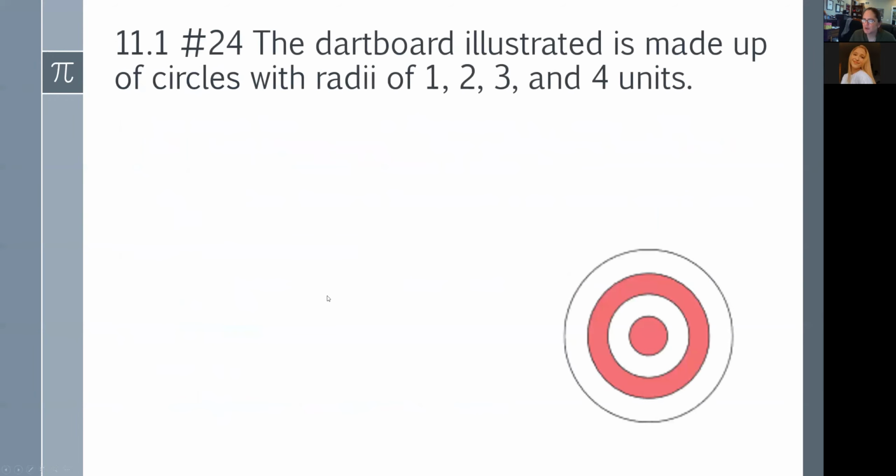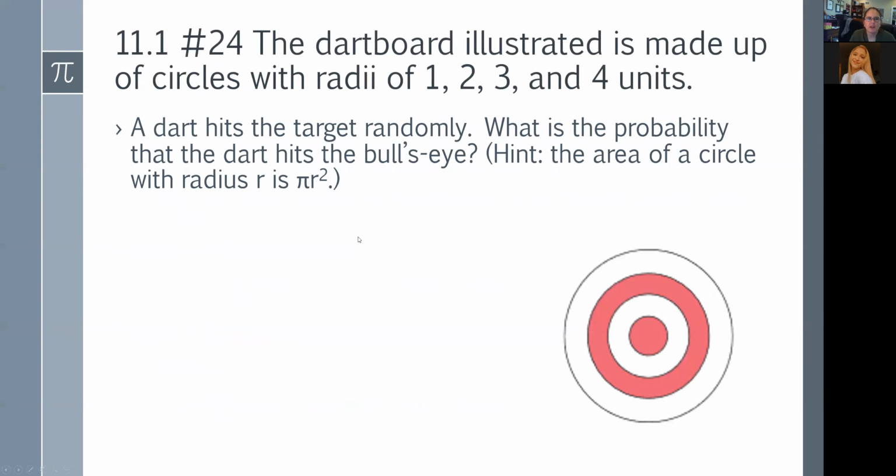Next, we're going to look at number 24. It says the dartboard illustrated is made up of circles with a radius, the small one of 1, the next one of 2, the next one of 3, and the large one has a radius of 4. A dart hits the target randomly. What is the probability that the dart hits the bullseye?